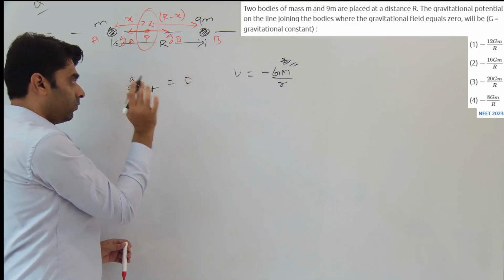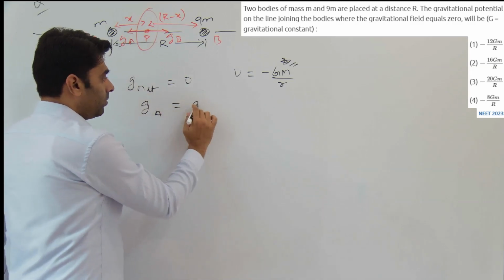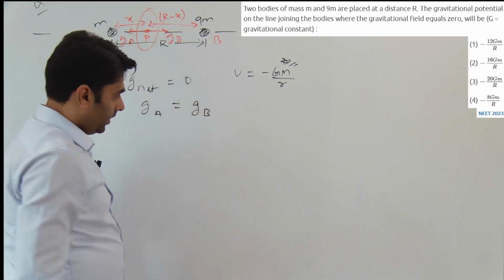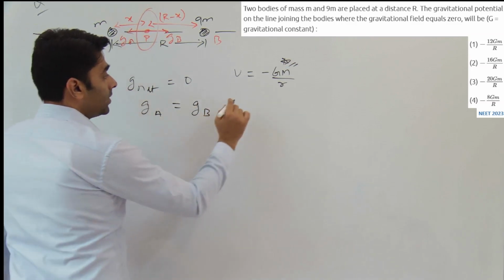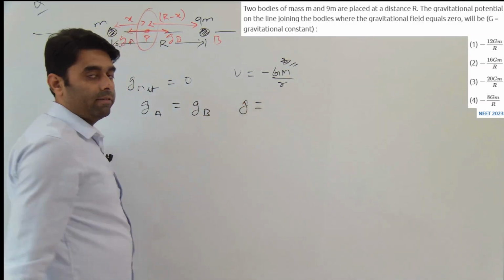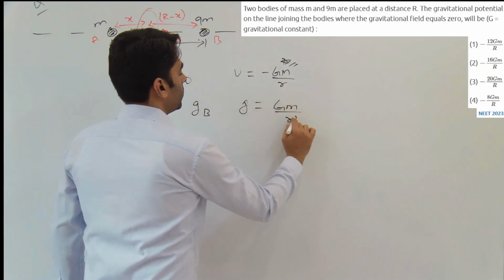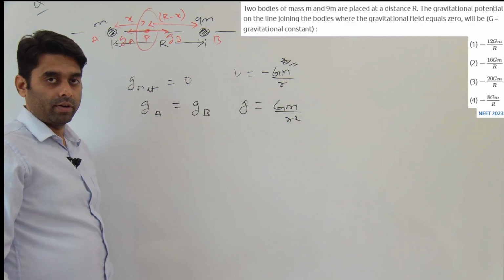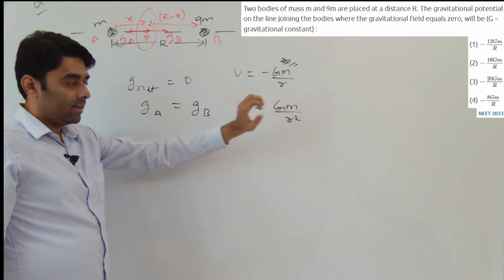That implies that the gravitational field due to A should be equal to the gravitational field due to B. Let us see what I can write. Gravitational field due to A. What is the gravitational field due to a point mass? Gm by r square. This is our general result, right? Gravitational field due to a mass m at a distance r is given as Gm by r square.